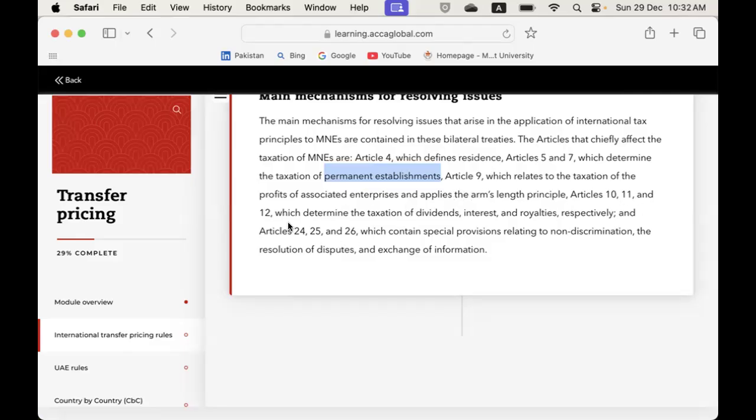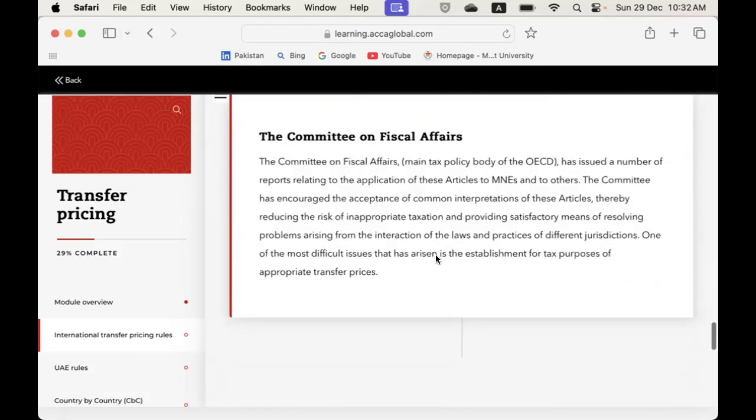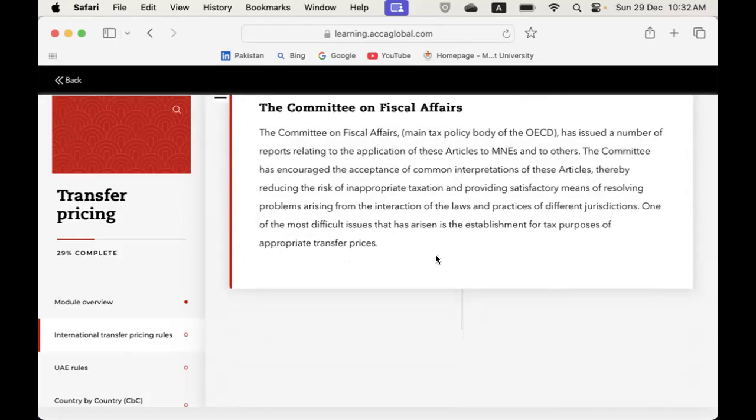Articles 10, 11 and 12, three articles, determine taxation of dividends, interest, and royalties. So going forward, from Article 10 onward, we have gone to the income statement level respectively. And then we have some administration-related articles, 24, 25, 26, which contain special provisions relating to non-discrimination, dispute resolution, and exchange of information. So the last part of the model tax convention, Articles 24, 25, 26, address non-discrimination, dispute resolution, and exchange of information. There is a committee called the Committee on Fiscal Affairs.